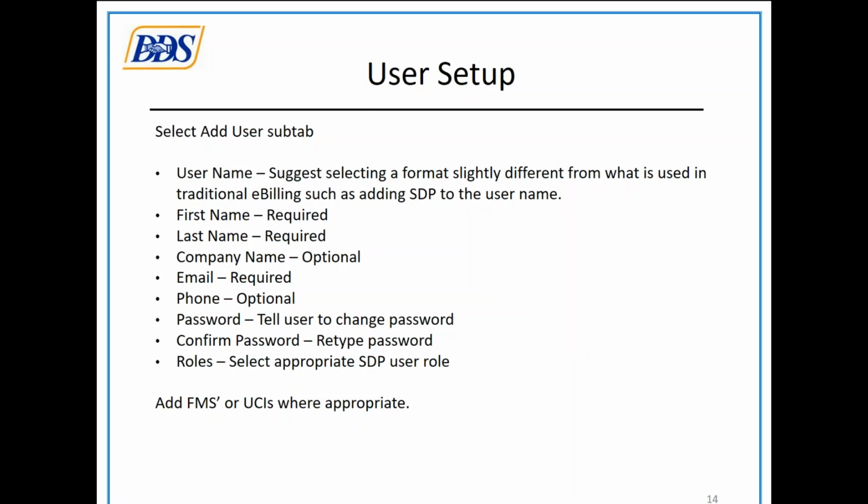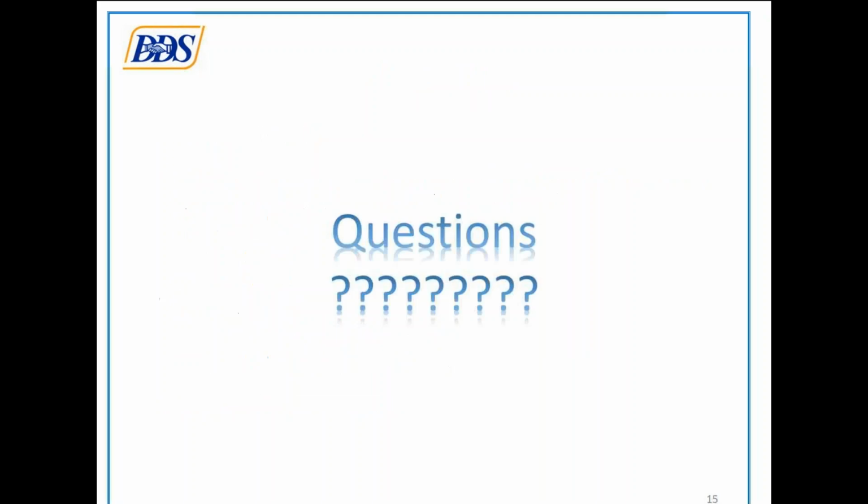The first name and last name are required. Company name is optional. Email is required. Phone is optional. Password, you'll have to set one up, and the user will have to change it. And we'll select the appropriate role for the specific user. And then also make sure to add the vendors and the UCIs where appropriate.